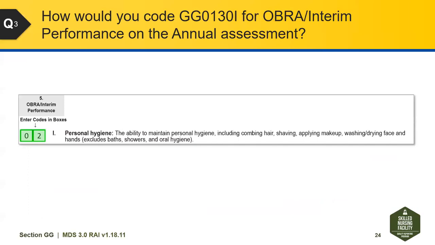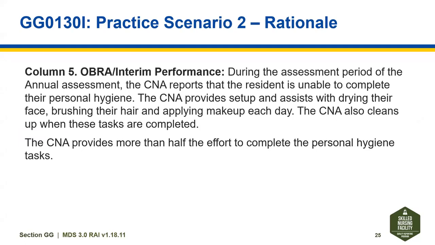Okay, so the correct answer is 02, substantial or maximal assistance. And let's take a look at the reason for that. So in column 5, the OBRA interim performance, during the assessment period of the annual assessment, the CNA reports that the resident is unable to complete their personal hygiene.